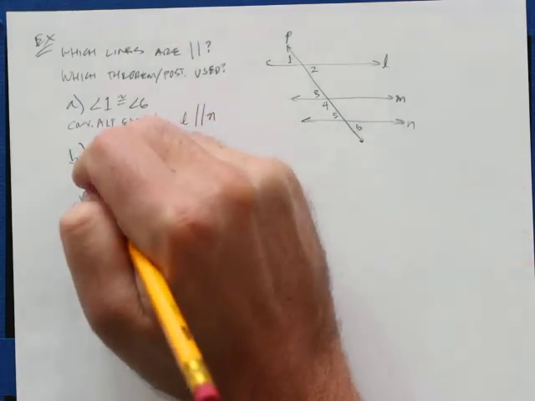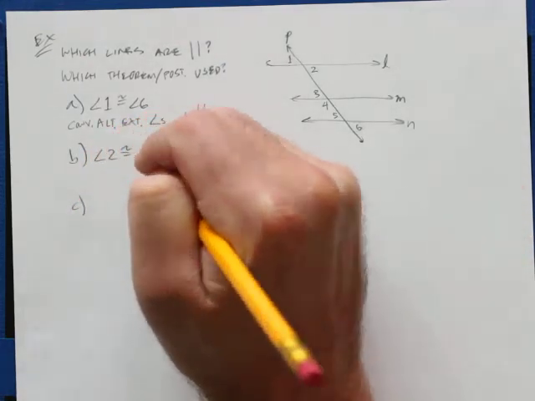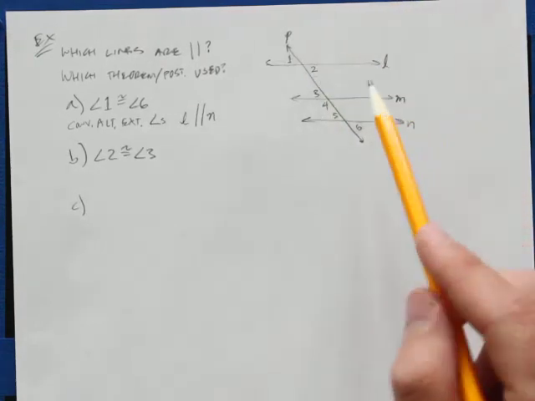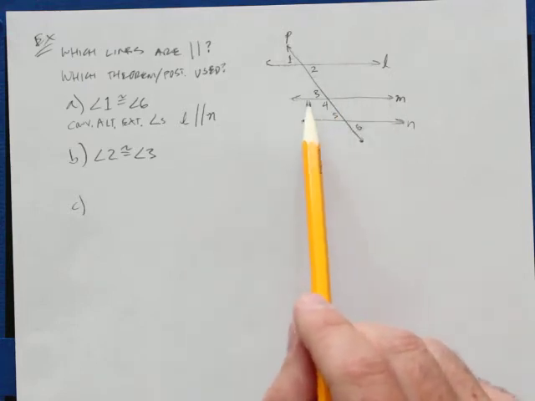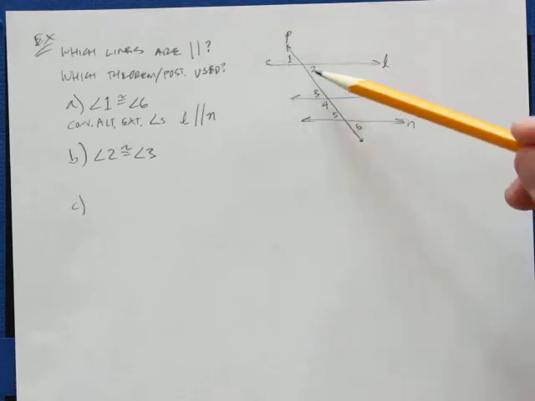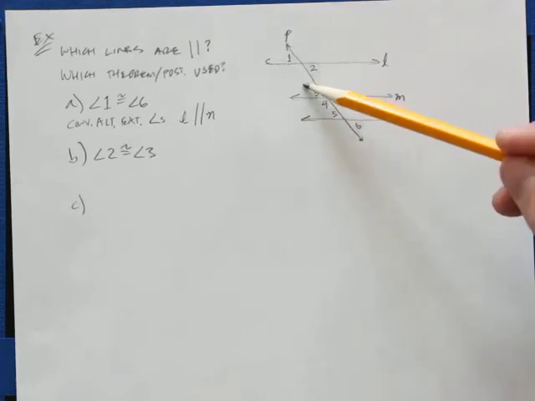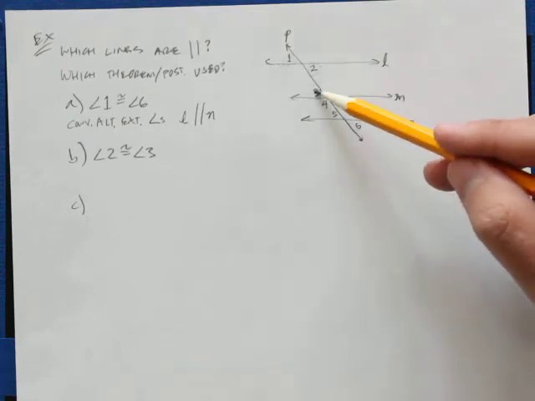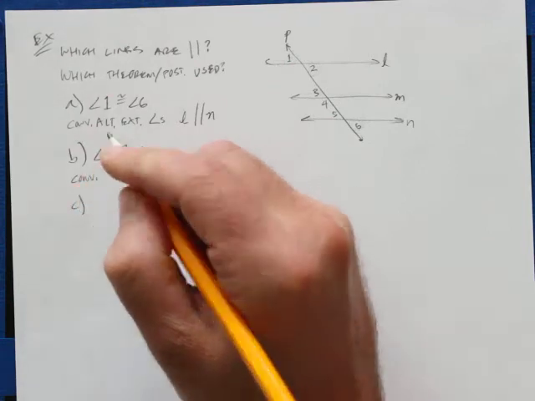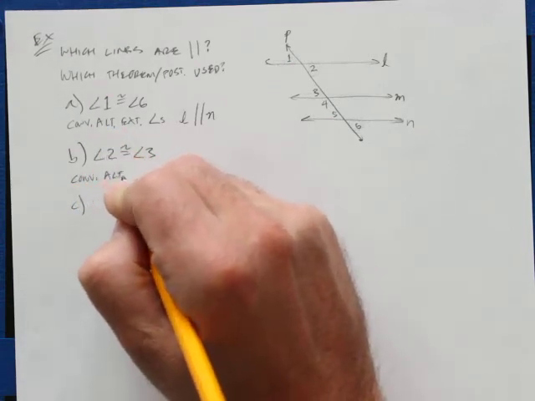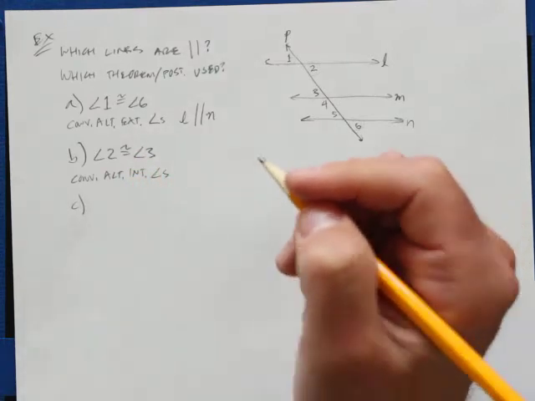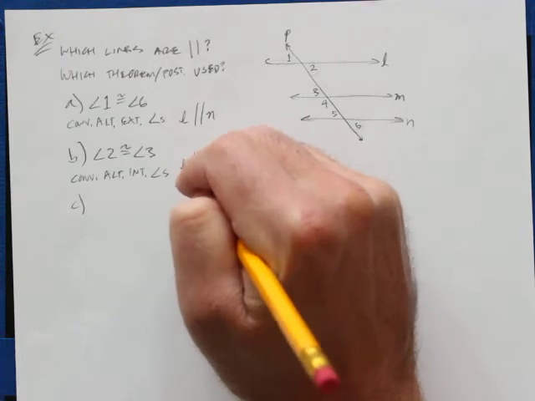Let's look at another one. Angle 2 is congruent to angle 3. So here's angle 2, and here's angle 3. So we're talking about line L and line M now. And angle 2 and angle 3 are interior angles, and they are not on the same side of the transversal, so they are alternate interior angles. And if those are congruent, then we know that the converse of the alternate interior angles theorem is what we're going to use here to say that L is parallel to M.